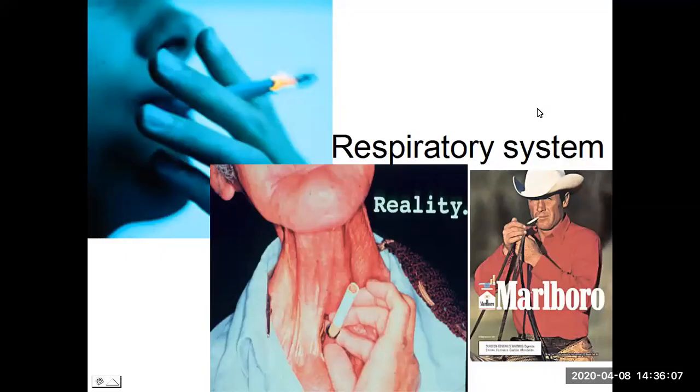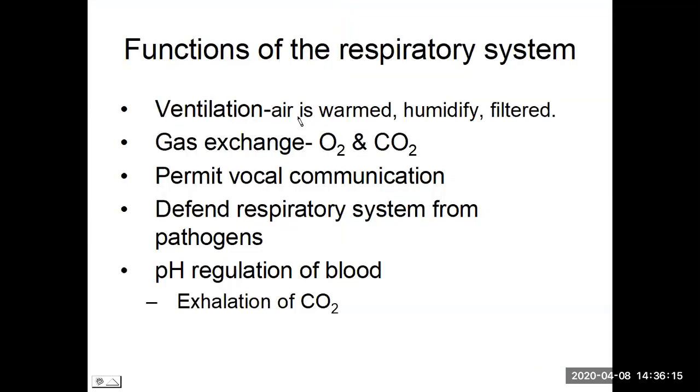Our respiratory system. Our focus, of course, is breathing, getting oxygen into the system. Going through the functions, this first term, to ventilate, means to get air and, of course, the particular gas, oxygen, into our body. As we breathe, our lungs produce a suction force and we draw air, we ventilate air, into the body.